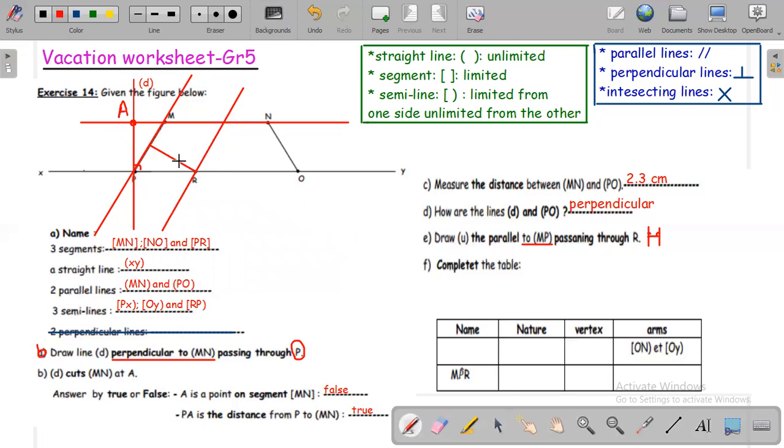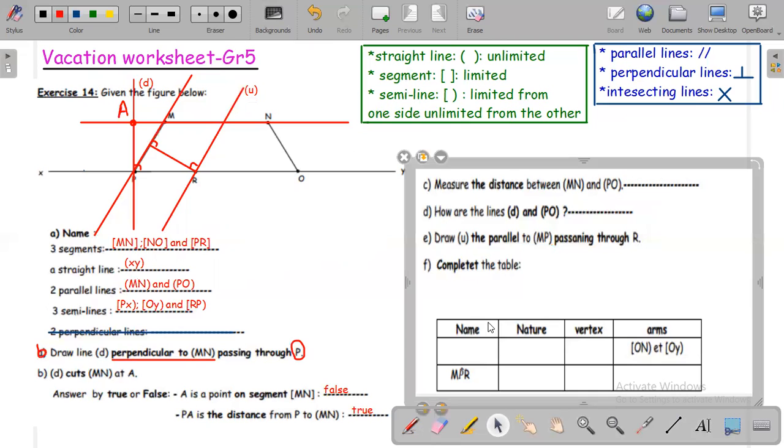And we have two perpendiculars, so we draw two perpendiculars. And don't forget to write the name. The name is U. So we write the name of this line. So after we finish, look at the figure. Do we get the letter H? Yes, so the figure is correct. The parallel is correct. Now complete the table.